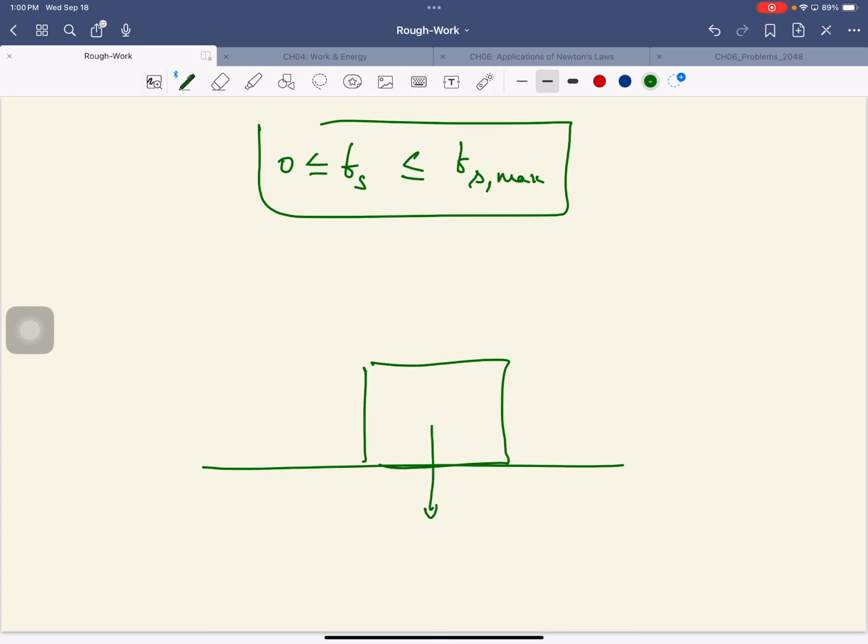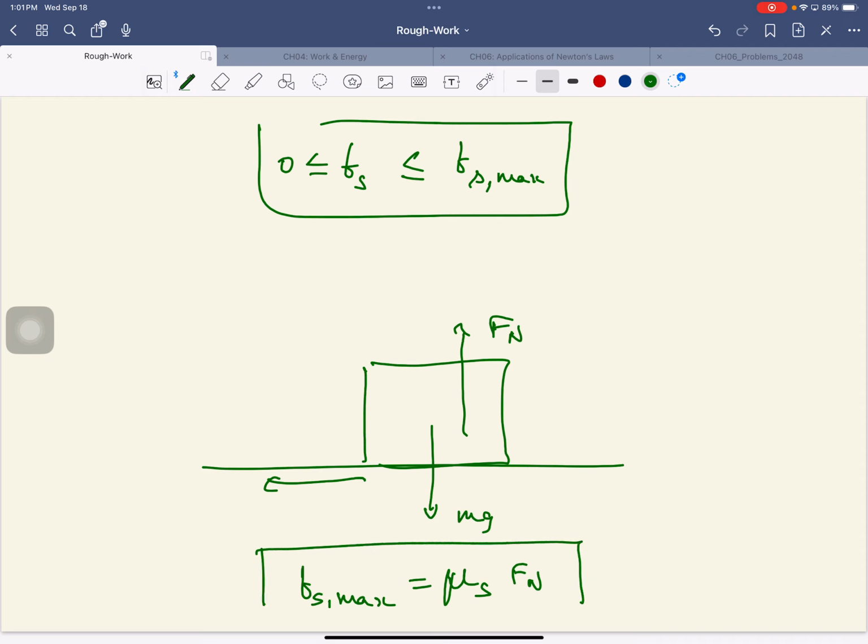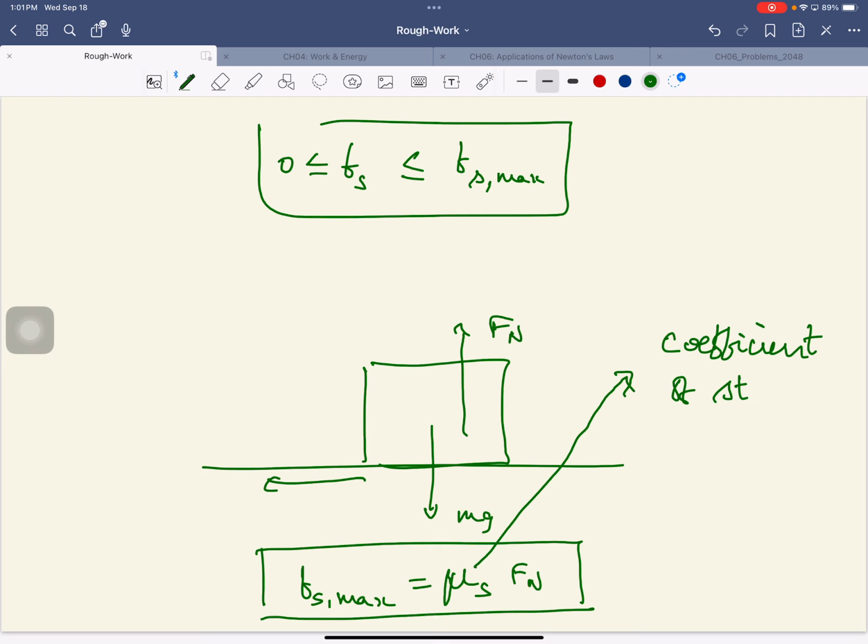Here's the weight of the box, and if nobody's pushing down, here's the normal force. In this case, the normal force is equal to the weight, and it turns out that Fs max is equal to mu s times the normal force. This is called the coefficient of static friction.